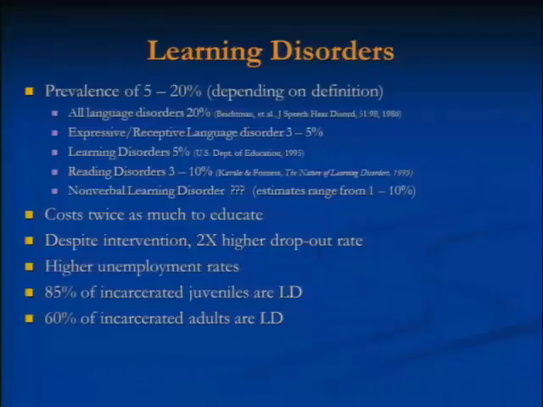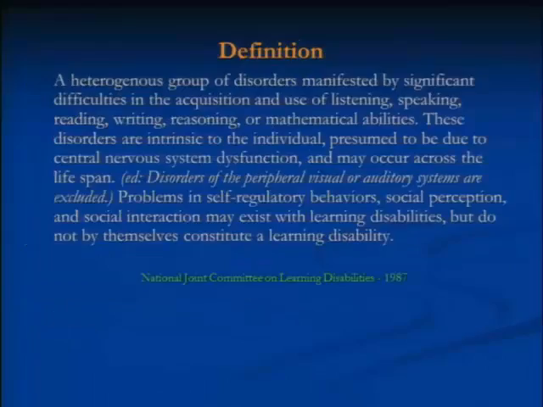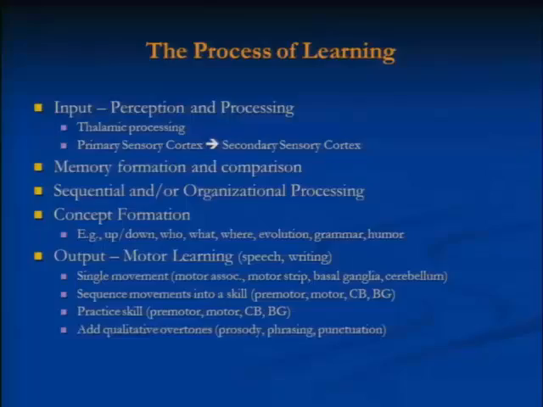Learning disorders in general are a big problem in the U.S. 85% of the people who are incarcerated have a learning disorder. It's a significant issue in autism for a variety of reasons. Here's the definition given by the National Committee of Learning Disorders. Not very helpful. When you look at how learning works, you get input into the brain through perception and sensory processing. Okay, if you're on the spectrum, you're already in trouble.